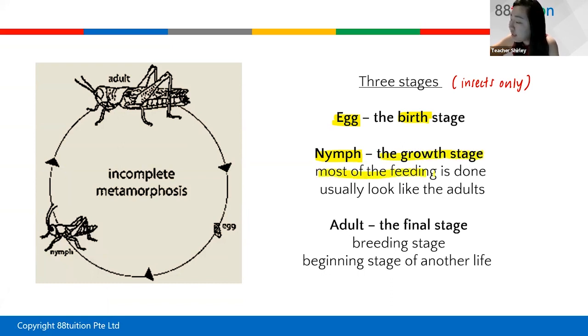So most of the feeding is done here. They eat a lot during this period of time. Okay, and they usually look like the adults. You look at the grasshopper nymph, it really looks like the adult in terms of its shape. Okay, and the final stage is the adult stage. The adult stage is basically the stage whereby they will breed again and then they will start another life. So basically, this is the reproduction stage. They will reproduce to form new lives. That's why they will never go extinct.